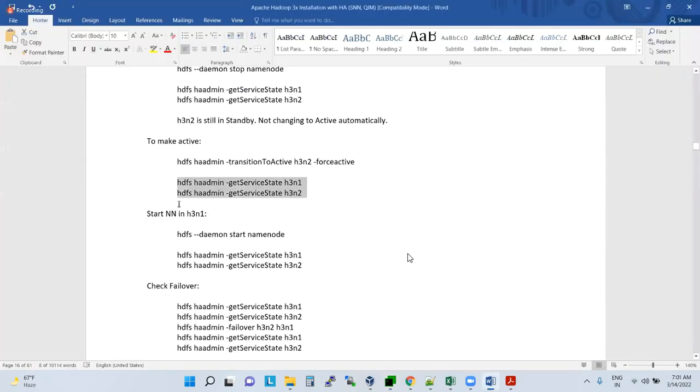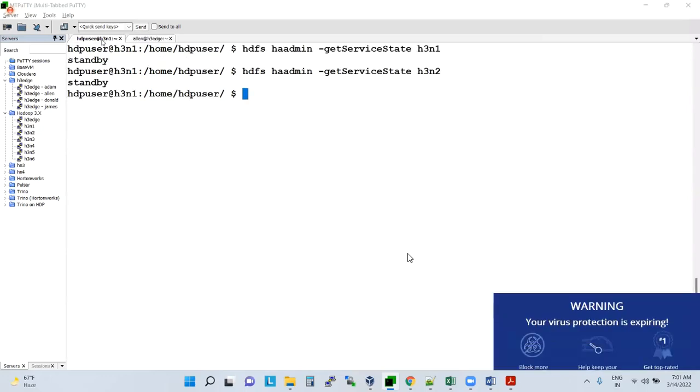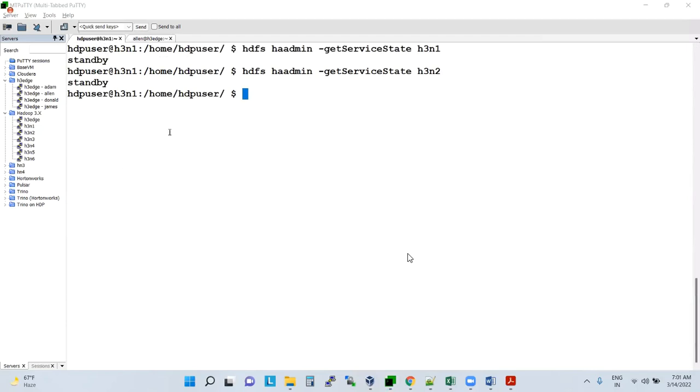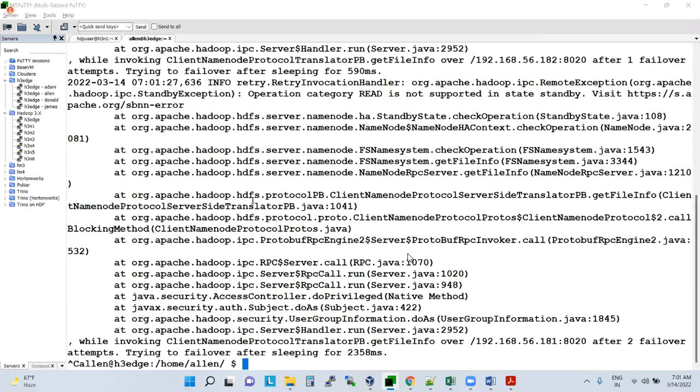Now if both the name nodes are standby, do you think the user commands will work? Can users execute their commands if both are in standby? No, sir. So you take the user: hdfs dfs -ls /. It is getting an error saying that it is unable to find the active name node. That is the reason it retries.